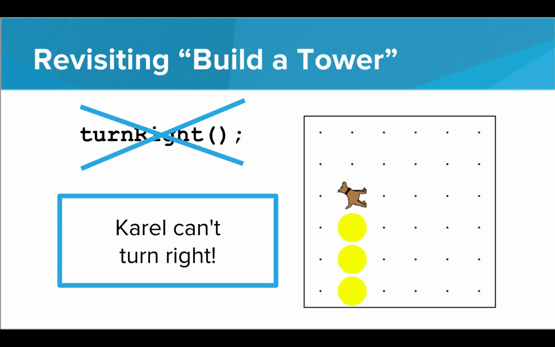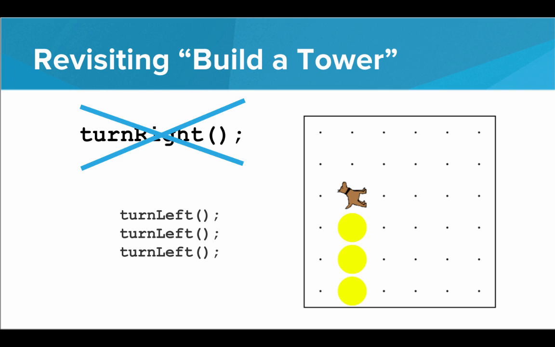Karel can't turn right because Karel doesn't know that command. Karel only knows those original four commands. So instead, what can we do? Well, we can turn left three times, and that achieves the same result. Karel will go from north to west, south, east, and end up facing east. So pretty much Karel turned right.